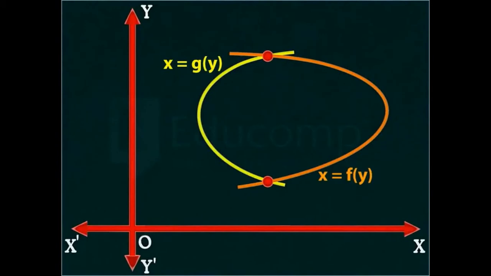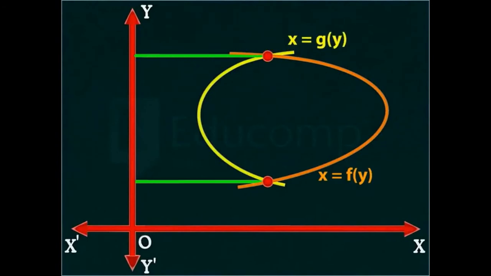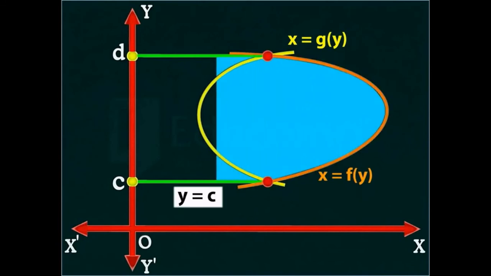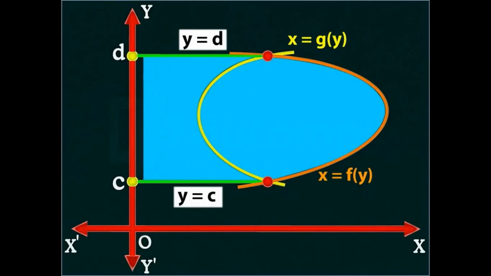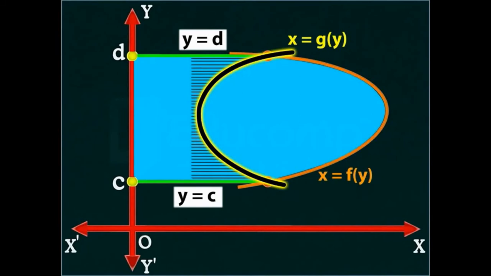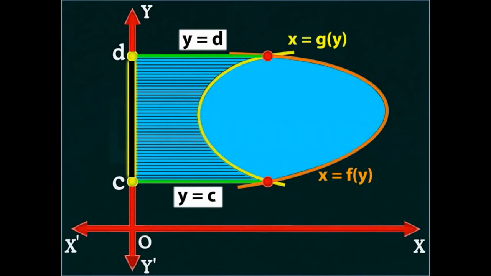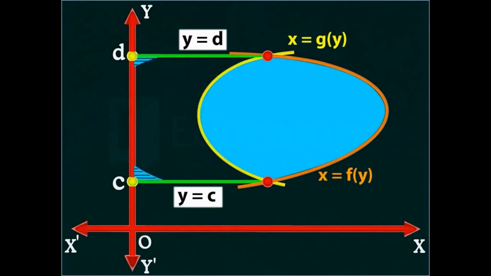First, through the point of intersection of the two curves, draw two horizontal lines that intersect the y-axis at two distinct points, say C and D. Now, if we find the area bounded by the curve of the function x equal to f of y, y equal to c, y equal to d, and the y-axis, and subtract from it the area bounded by the curve of the function x equal to g of y, y equal to c, y equal to d, and the y-axis, we get the area enclosed between the two given curves.